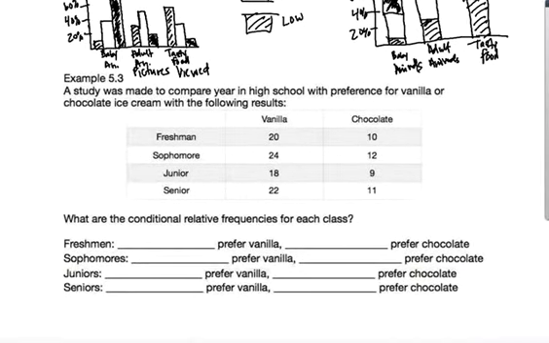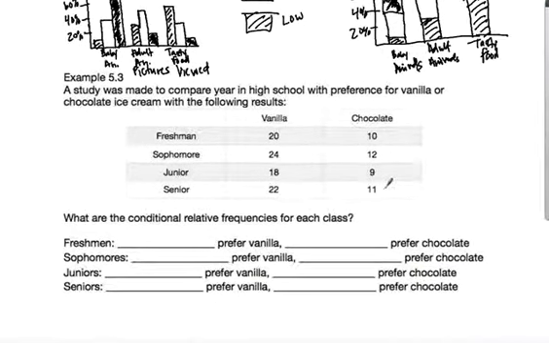All right, example 5.3. A study was made to compare year in high school with preference for vanilla or chocolate ice cream with the following results. So you had your freshman, sophomore, junior, and senior class. You had your vanilla and your chocolate. What are the conditional relative frequencies for each class?